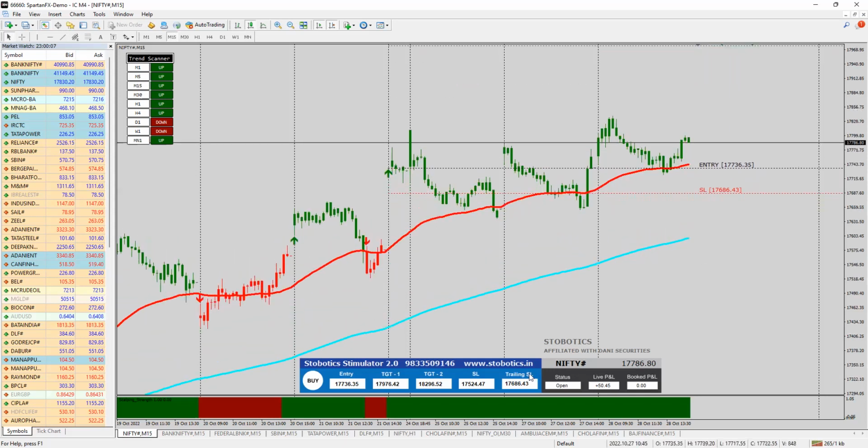So this trailing stop loss which is here, 17,686 is your trailing stop loss. Okay, and the actual stop loss is 524. Okay, so until this is not hit, you can trail the positions. So this is valid for Nifty.